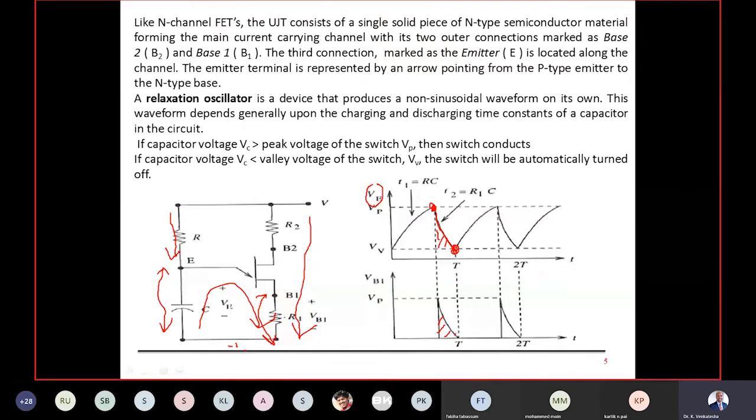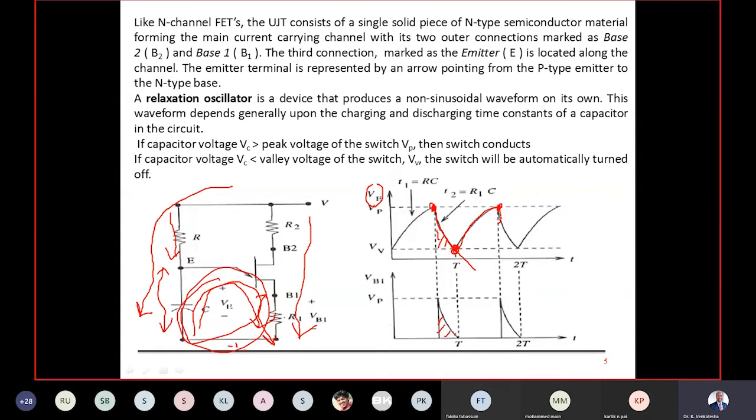Again, the voltage is going below the valley voltage. At that point, the UJT will be turned off automatically. Again, what will happen? Through this resistance, the capacitor starts charging. When the capacitor reaches the peak voltage here, obviously the switch will be turned on. When the switch is turned on, the capacitor discharges in this particular direction in this loop.